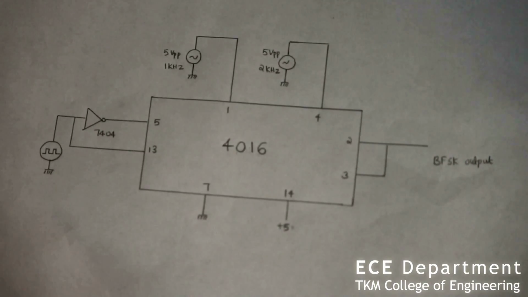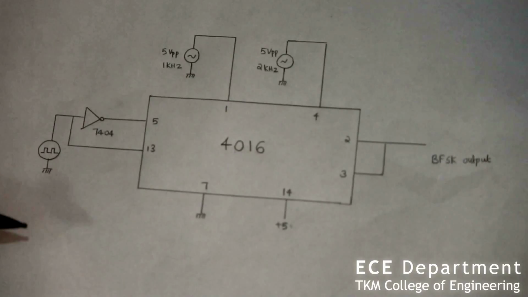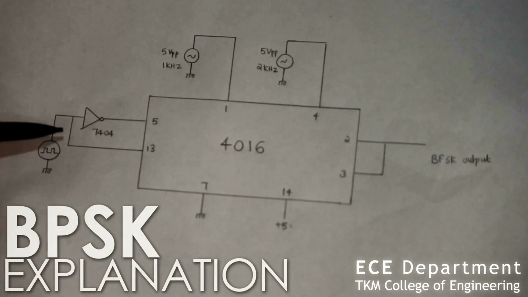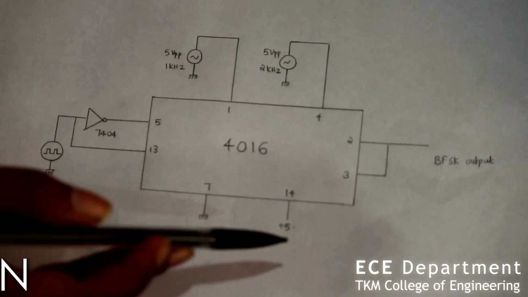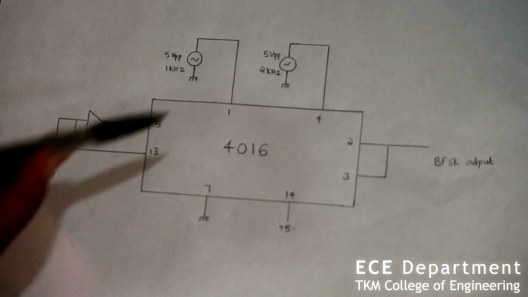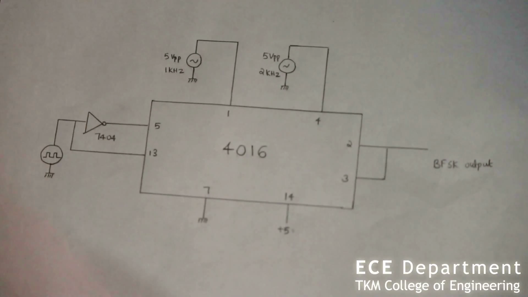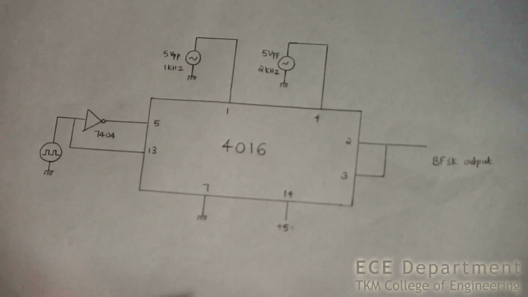Here we can see the basic circuit diagram of a BFSK. Here, when the clock is 1, we get a signal of particular frequency, and when the clock is 0, we get a signal of another frequency. The frequency will be different and the amplitude will be the same.